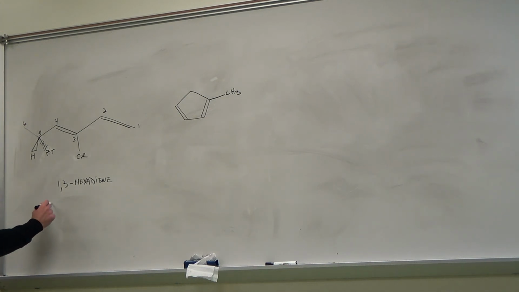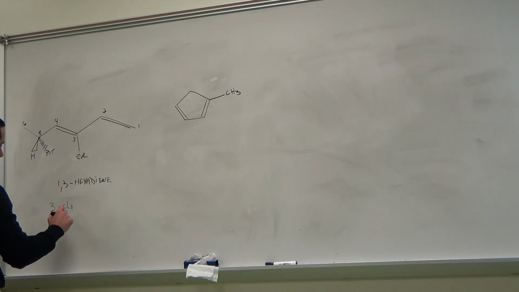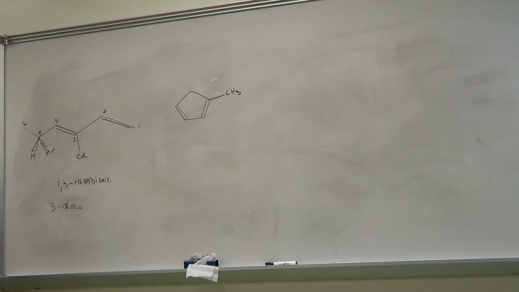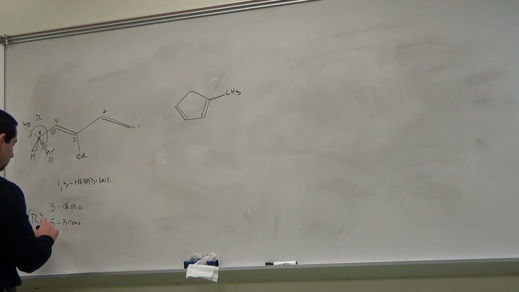And what else do I have? I have a 3 chloro. Now, can you spell chloro? C-H-L-O. Close enough, yes? And this is a 5 bromo, and you have to determine what this is. It's really an S, but it's changed to an R. 1, 2, 3. From the looks of it, it's going S, yes? But it's really an R because the hydrogen is in the front. So it's really an R. 5 bromo.